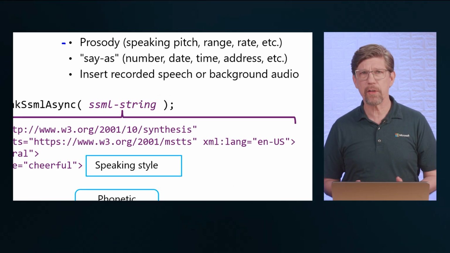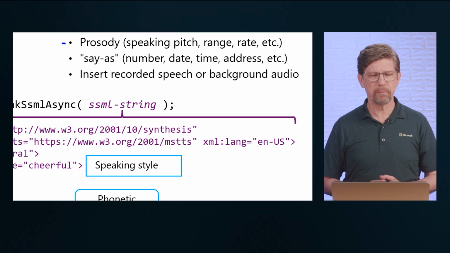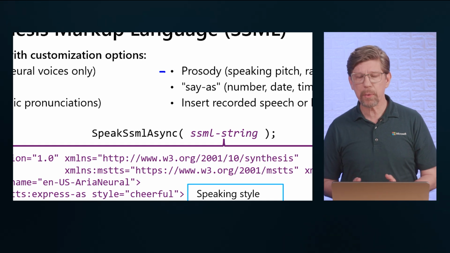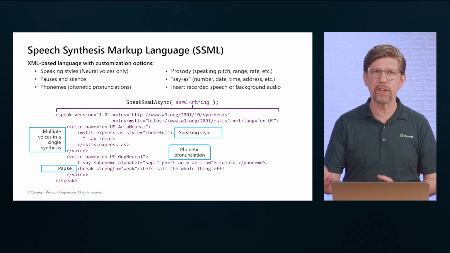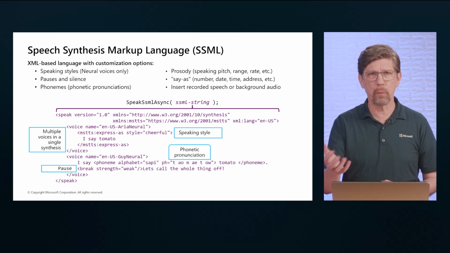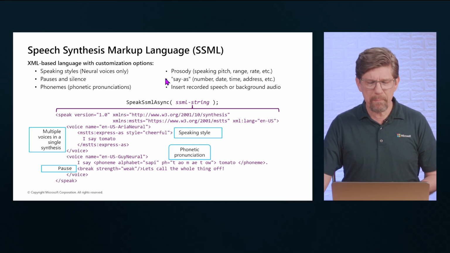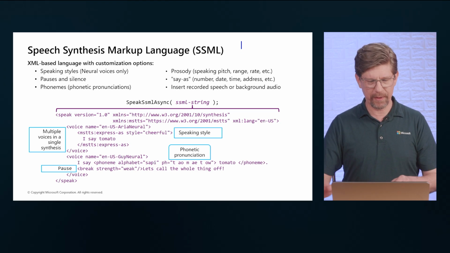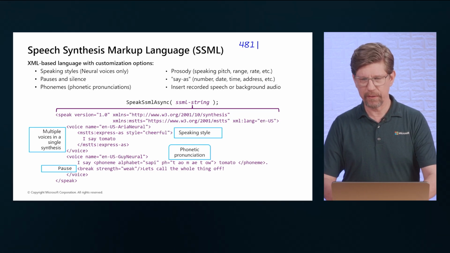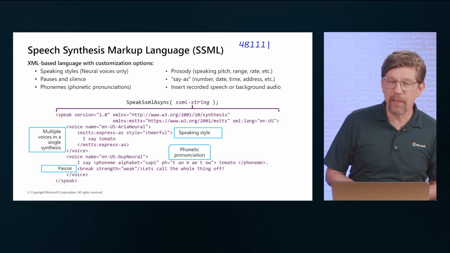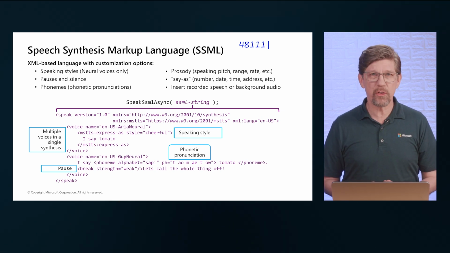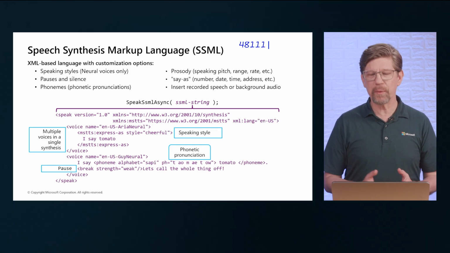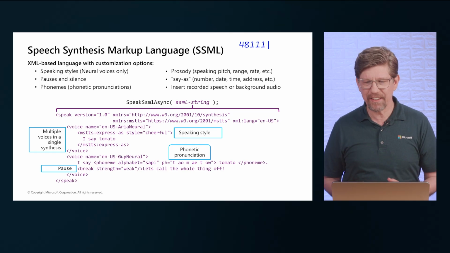We also have things like prosody. Prosody is the speaking pitch, the range, the speed at which the words are uttered. We may have scenarios where we want to say as something. So for example, if we pick a standard American zip code, this could be said as 48,111, which isn't really how we say our zip code.